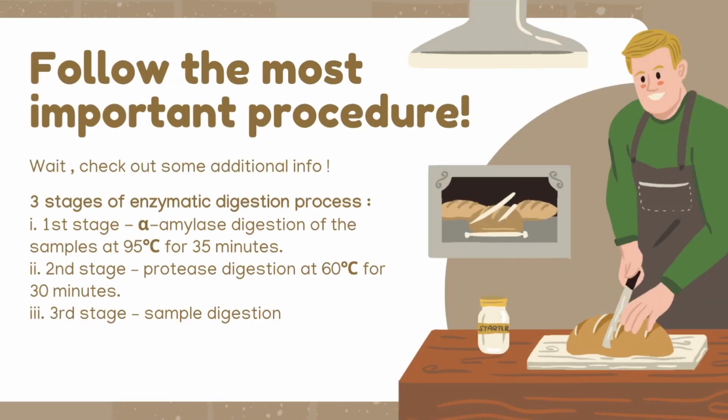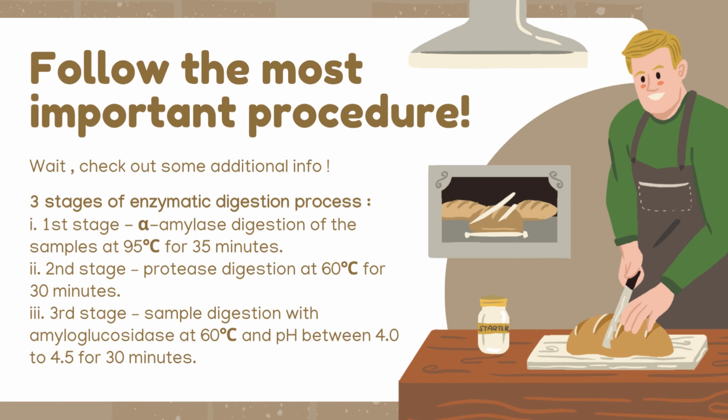Before we proceed to the most important procedure, I want to share some additional info on the stages of the enzymatic digestion process. There are 3 stages. The first stage is alpha amylase digestion of the samples at 95 degrees Celsius for 35 minutes. The second stage is protease digestion at 60 degrees Celsius for 30 minutes. And the third stage is sample digestion with amyloglucosidase at 60 degrees Celsius and pH between 4 and 4.5 for 30 minutes.